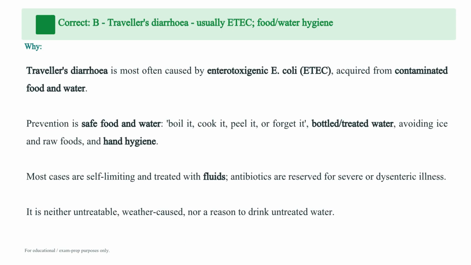The answer is B. It is often ETEC, and he should use safe food and water precautions. Traveler's diarrhea is most often caused by enterotoxigenic E. coli from contaminated food and water. Prevention is safe food and water. Boil it, cook it, peel it, or forget it, plus bottled or treated water, avoiding ice and raw foods, and hand hygiene. Most cases are self-limiting and treated with fluids, with antibiotics reserved for severe or dysenteric illness. It is neither untreatable, weather-caused, nor a reason to drink untreated water.